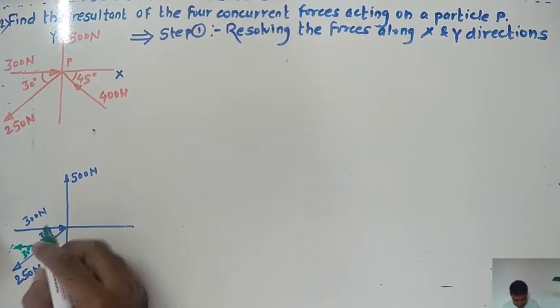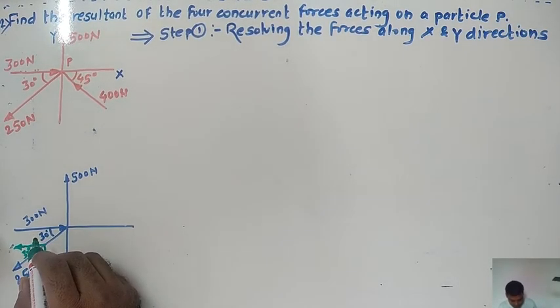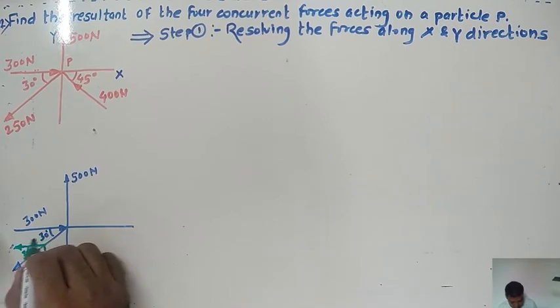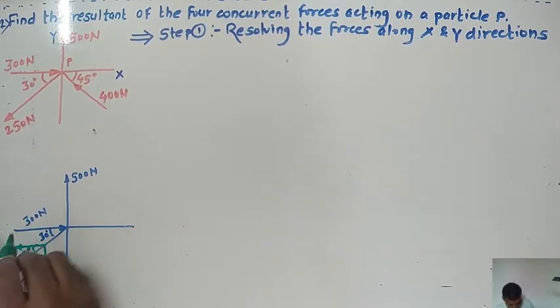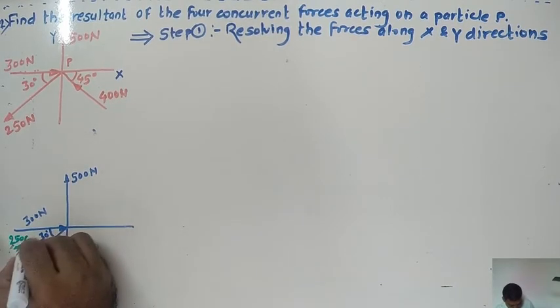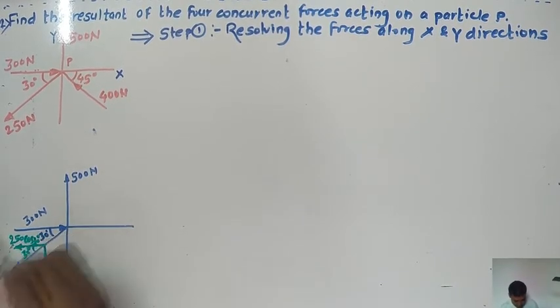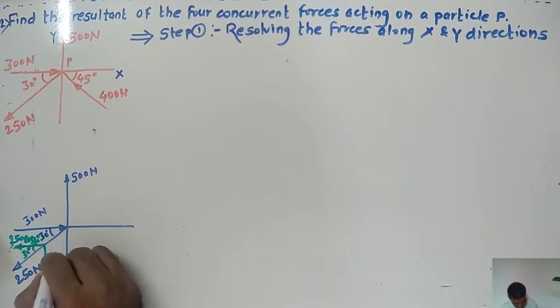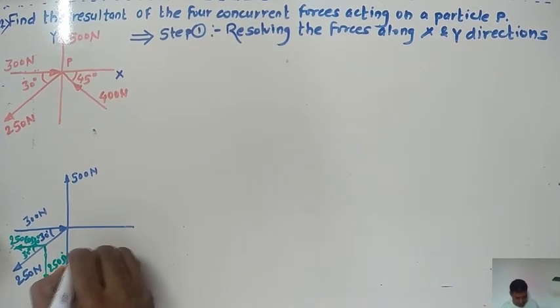Okay, so as per our previous discussion, the component adjacent to the angle is nothing but the cos component. So this component must be 250 cos of 30 degrees. So what about this component? 250 sine of 30 degrees.